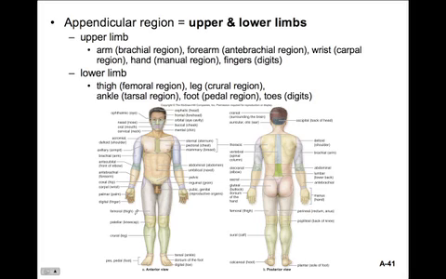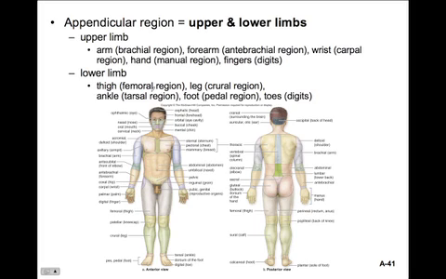When we look at the appendicular region, we've got upper limbs and lower limbs, the appendages, hence the appendicular regions. The upper limb is broken further into regions, and so is the lower limb. These are some terms that we will become used to throughout the semester. The arm is also known as the brachial region. This is just the upper arm in purple here. The forearm is the antebrachial region, and the wrist is a separate region called the carpal region. The hand, the manual region, and the fingers are the digits.